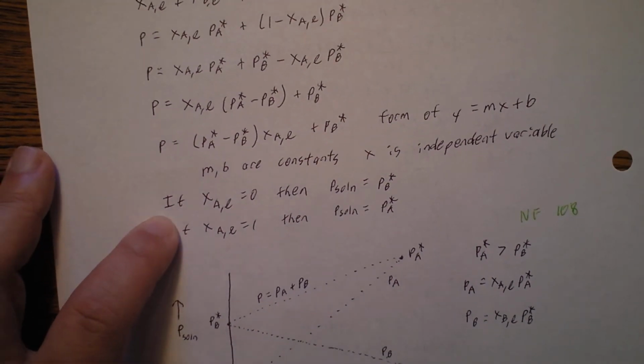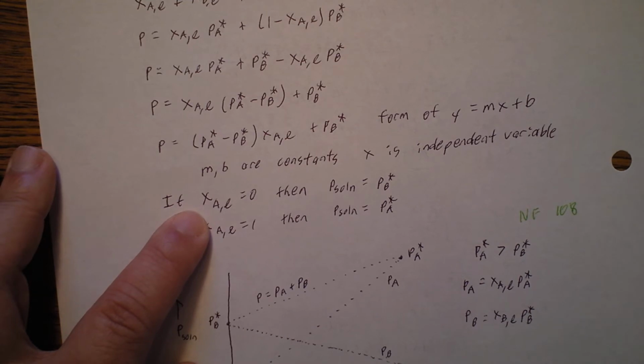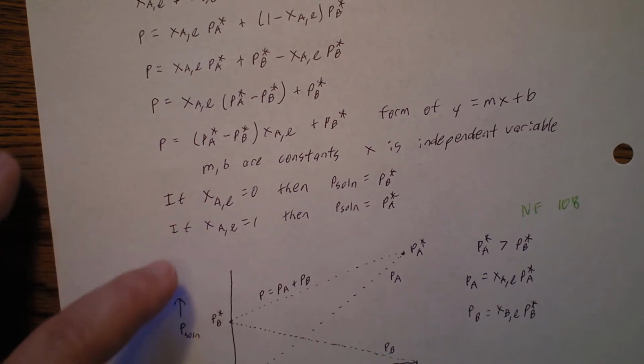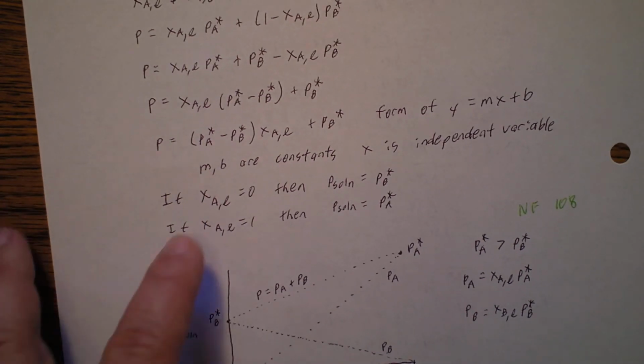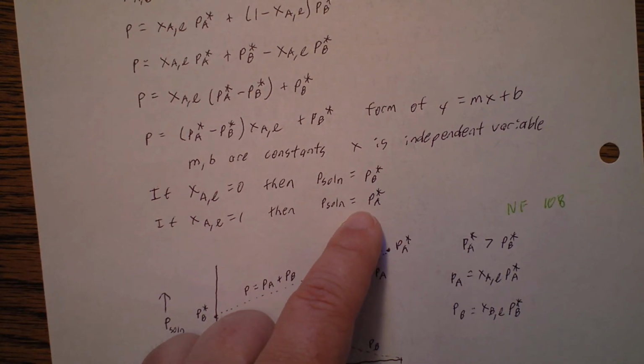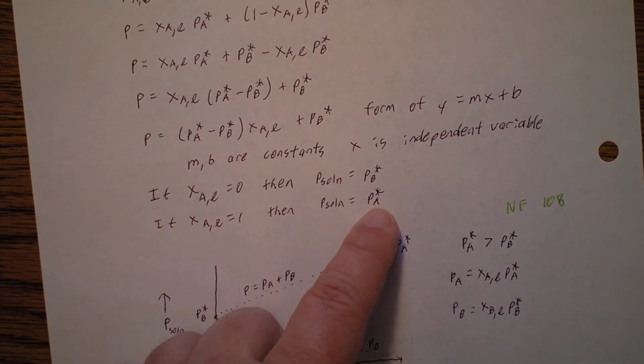So if our mole fraction of A in the liquid phase is equal to 0, then the pressure of the solution is just equal to the partial pressure of B in the unmixed state. Now if the mole fraction of A in the liquid phase is equal to 1, then the pressure of the solution is equal to the partial pressure of A unmixed.